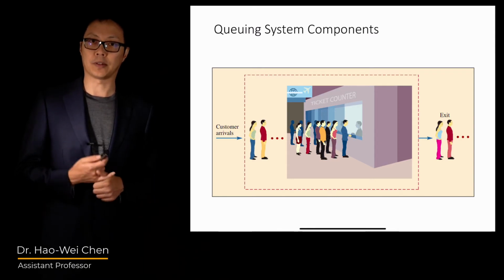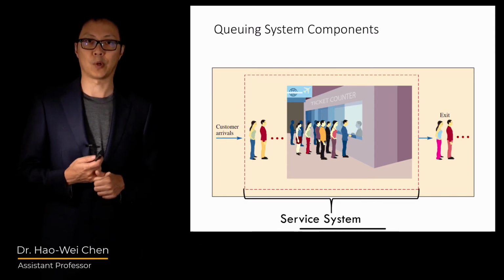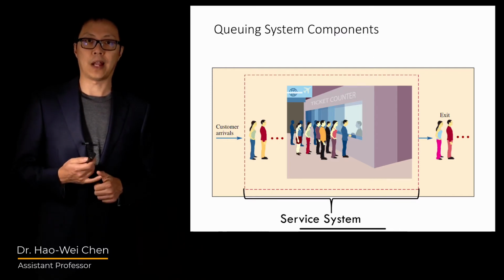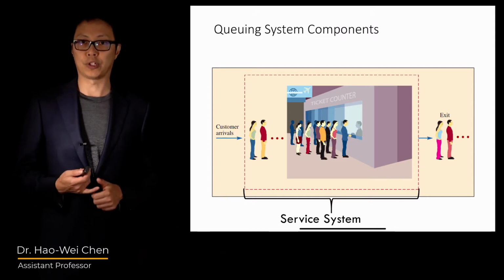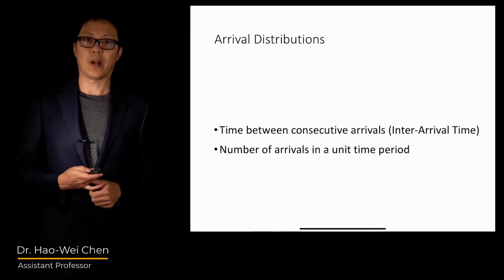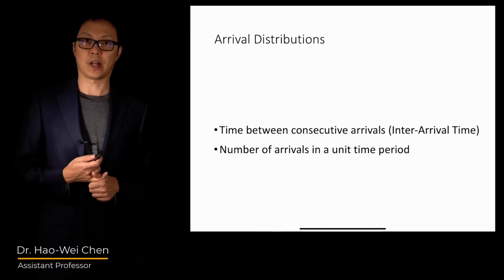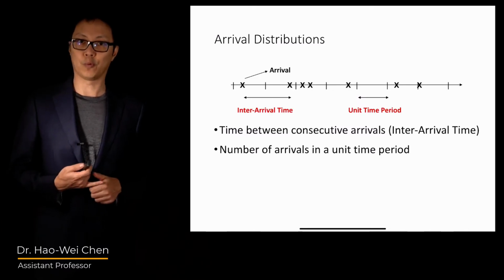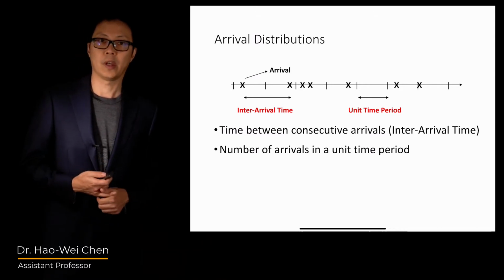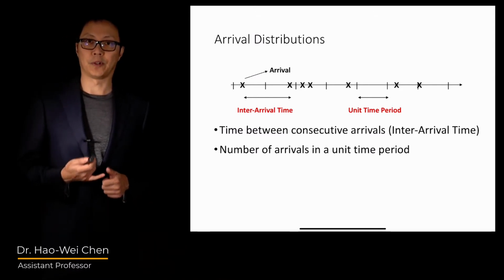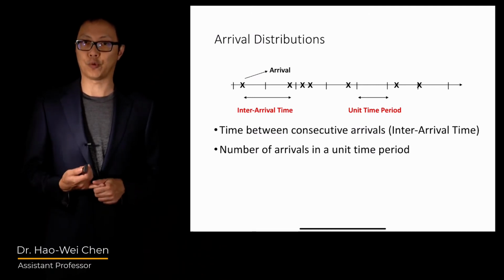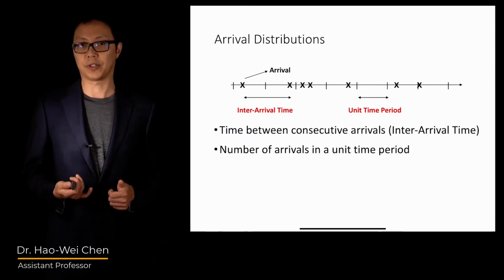In general, we consider a system from the moment when the customer walks into the store until they leave. Customers arrive at the store following arrival distributions, which are often defined by the inter-arrival time or arrival rate. Inter-arrival time refers to the time between consecutive arrivals. For example, we can say customers arrive at the store every 10 minutes on average. Arrival rate refers to the number of arrivals in a unit time period. For instance, we can say that on average, we get 10 customers every hour.